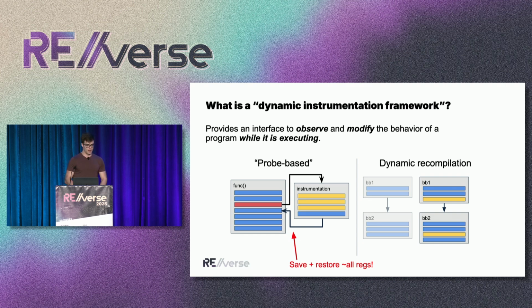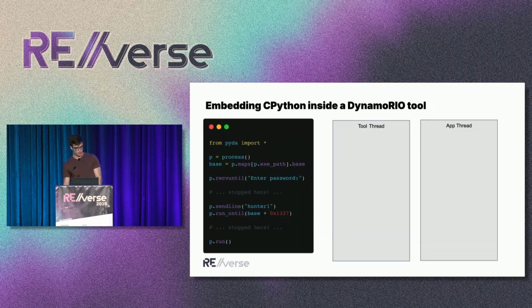But I chose to base my tool on DynamoRIO because it allows us to insert more granular instrumentation, which we'll use later. Okay, so now I'm going to talk a little bit about how I actually implemented this API that I wanted on top of DynamoRIO.